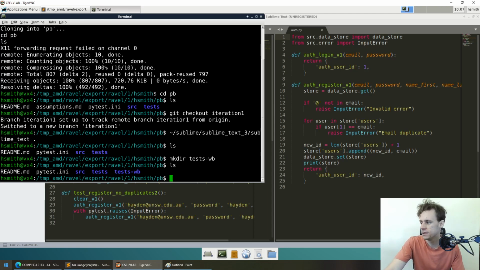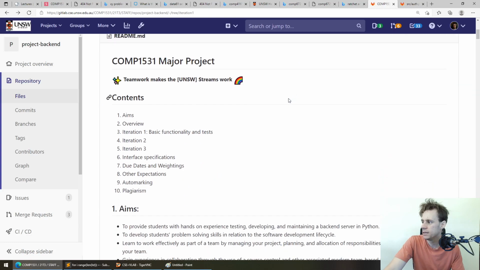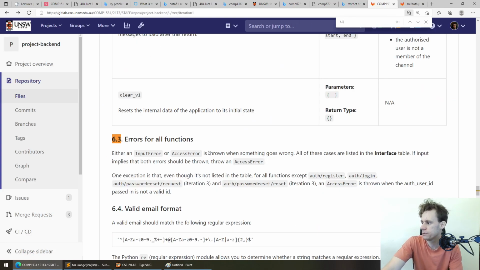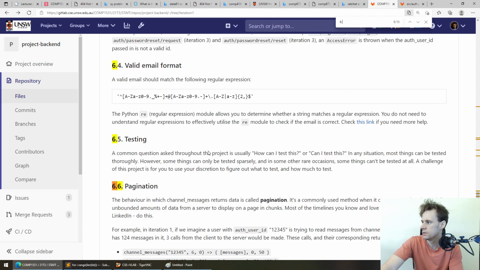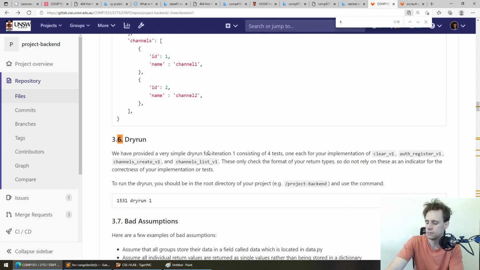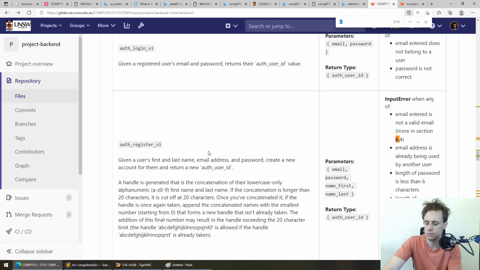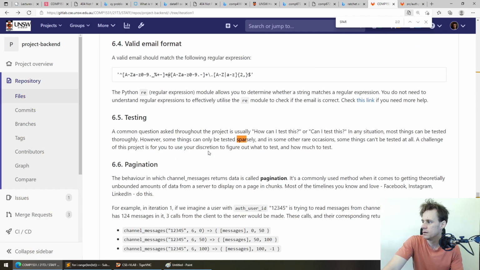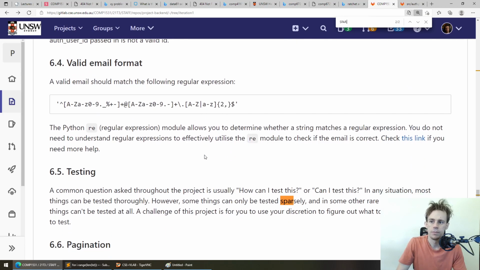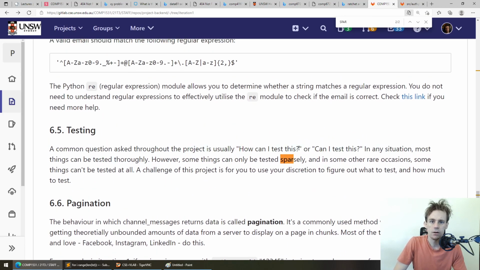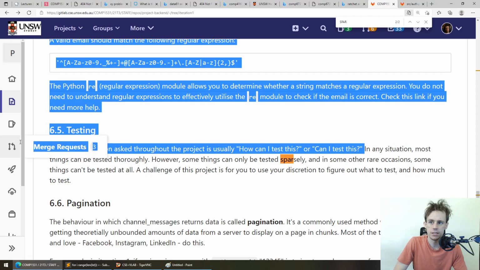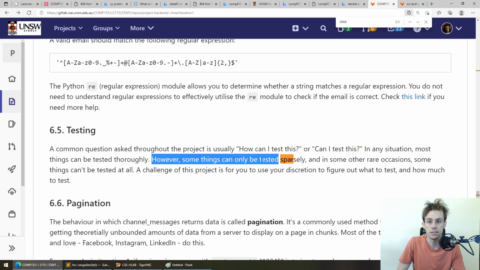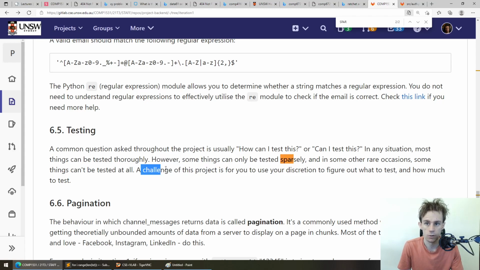We have a line in the spec which I added and is really important, section 6.5. Testing. A common question: how can I test this, or can I test this? In any situation, most things can be tested thoroughly. However, some things can only be tested sparsely, as in they can only be tested to an extent. And on some other rare occasions, some things can't be tested at all. A challenge of this project is for you to figure out which is which.